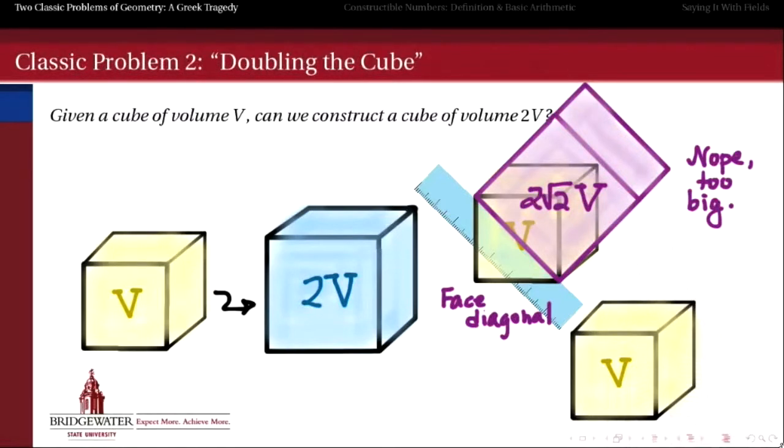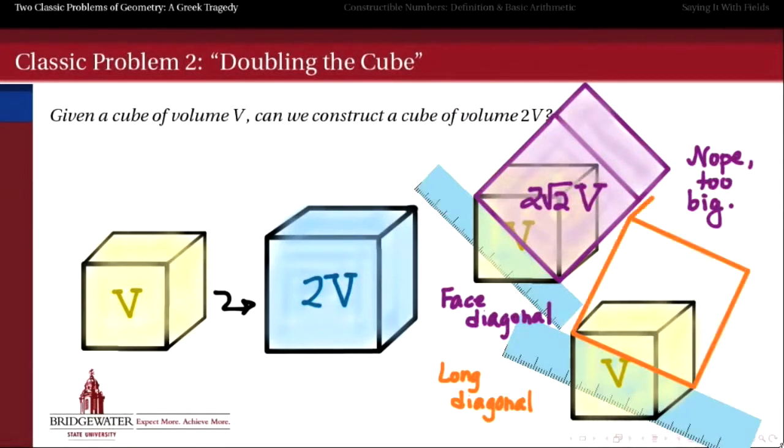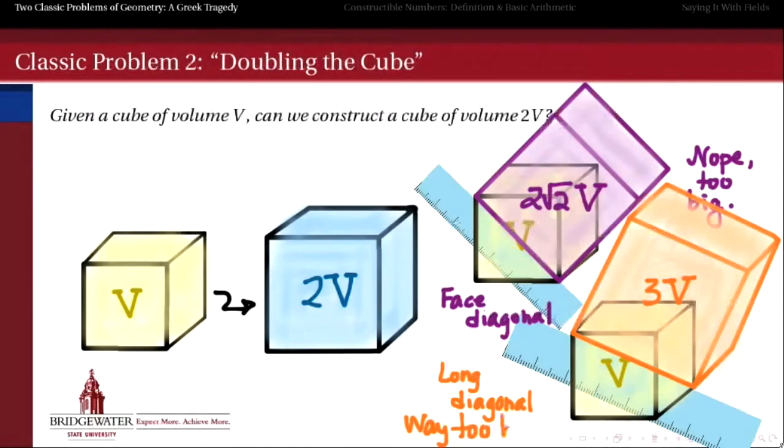We could try a different diagonal. We could try the long diagonal that goes from an opposite corner to an opposite corner on this cube. But then the problem gets even worse, because then we end up with a volume that's way too big. So neither of these approaches is enough to double the cube.